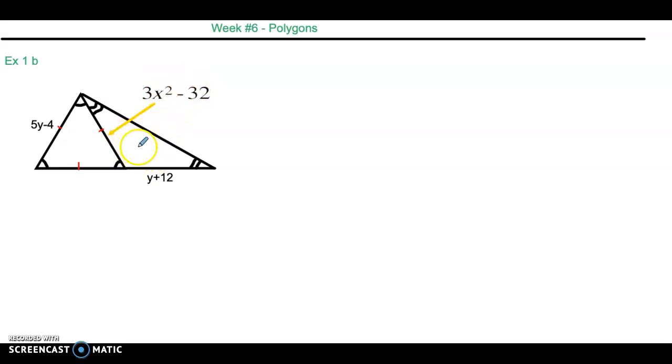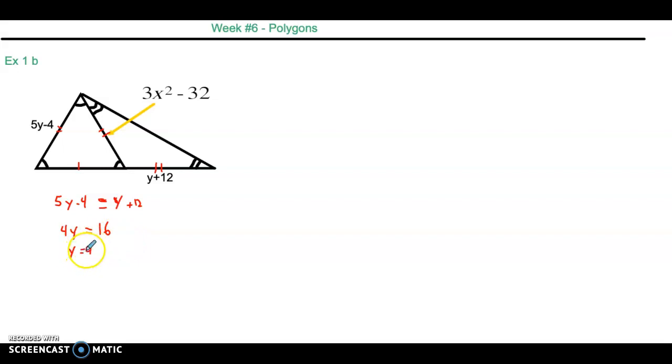In this triangle here, it's an isosceles triangle because these 2 angles are equal to each other. So that means this side and this side are congruent. Now, this side was also congruent to this side. So what that means is this 5y minus 4 and the y plus 12 are equal to each other. So that's where we're going to start because that's the same variable. 5y minus 4 equals y plus 12. Alright, subtract y from both sides. You get 4y. Add this 4 to both sides. You get 16, divide both sides by 4. You get a y value of 4.